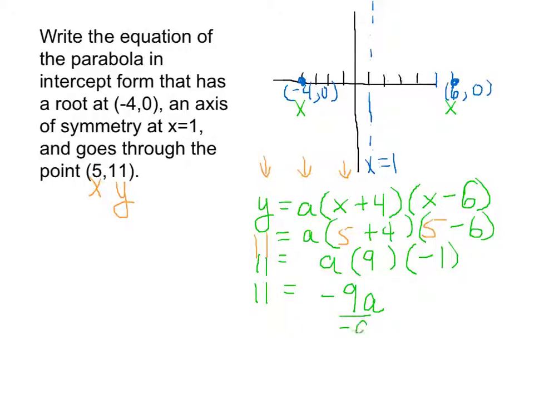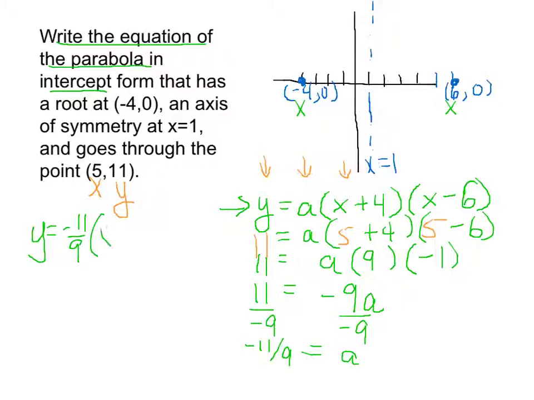We're solving for a, so we'll divide both sides by -9. So a equals -11/9. But notice the question is, write the equation of the parabola in intercept form. So we need to go back to our initial equation where we were trying to find a, and now substitute a is -11/9 times the factor x plus 4 times the factor x minus 6.